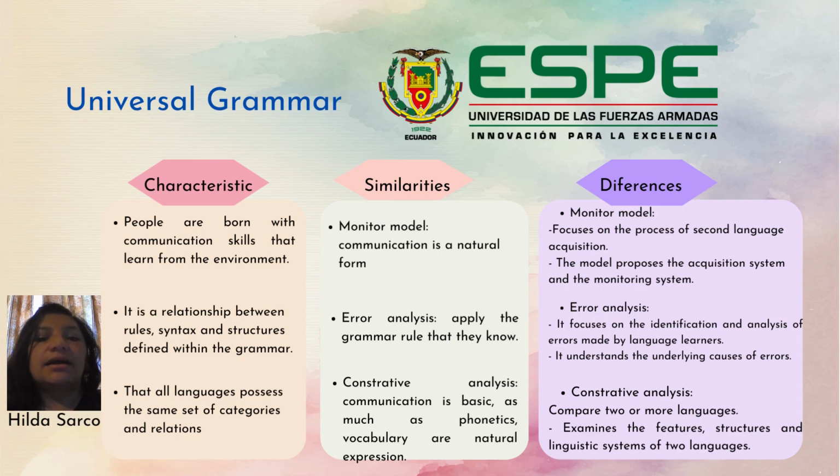The similarities we found with the other theories. With the monitor model: communication is innate, a natural way, and learning is implicit through coexistence. With contrastive analysis: communication is basic, as well as phonetics and vocabulary, which are natural expressions, through conversation and imitation. And finally, with error analysis: they imitate words, semantic or syntax errors are connected, and the grammar rules they know are applied.